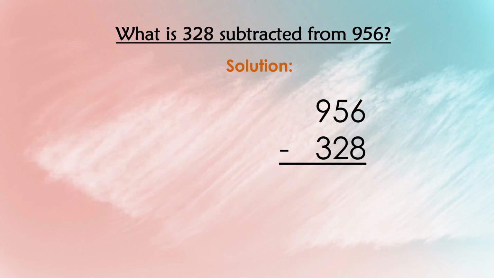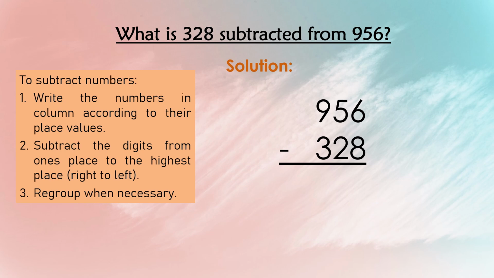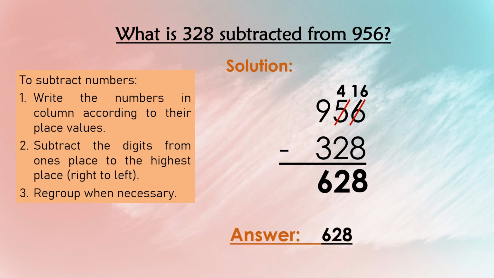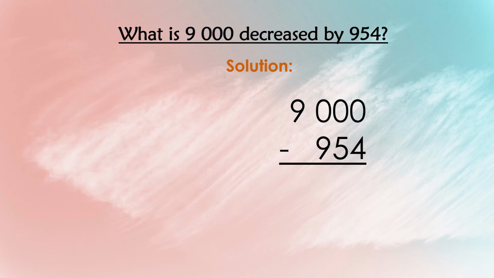Let's have the next problem. What is 328 subtracted from 956? Follow the same steps. Subtract the ones digits. 6 minus 8 cannot be, so we borrow from 5. Regroup 5 as 4 tens and 10 ones. 10 plus 6 is 16, so 16 minus 8 is 8. 4 minus 2 is 2, and 9 minus 3 is 6. The answer is 628.